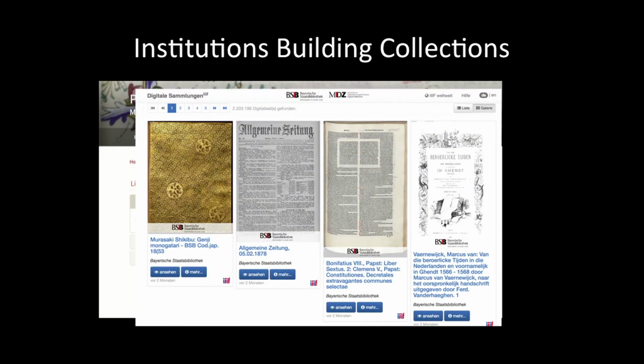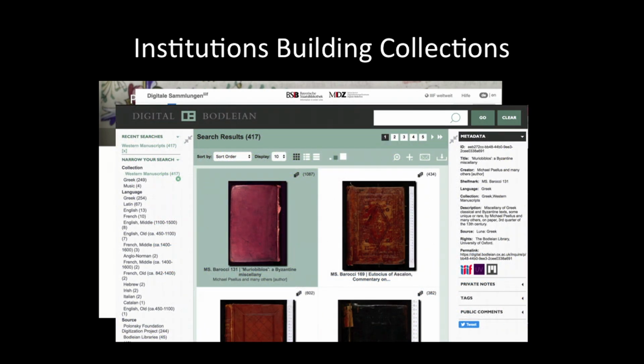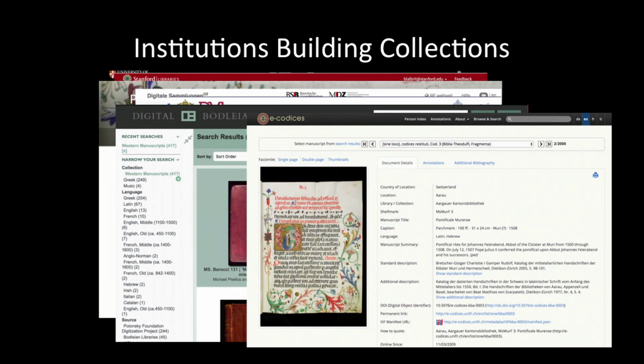The BSB in Germany also has IIIF available, and you can see the IIIF badge on most of these sites that I'll be showing. Of course, the Digital Bodleian is one of the early partners in IIIF and have made many of their manuscripts available. Very precious manuscripts for scholars around the world. And the list sort of just goes on, including e-codices, another early partner.